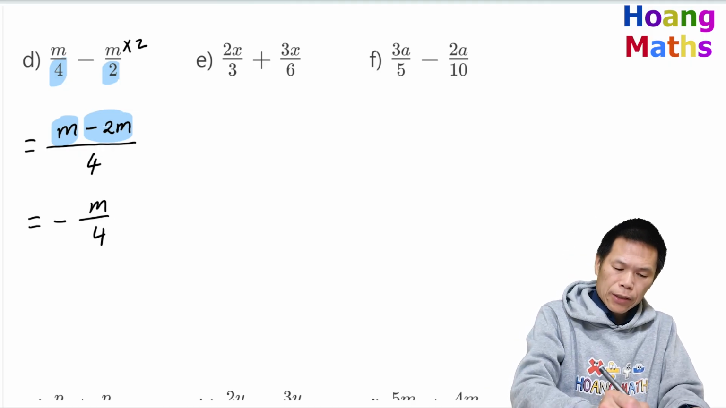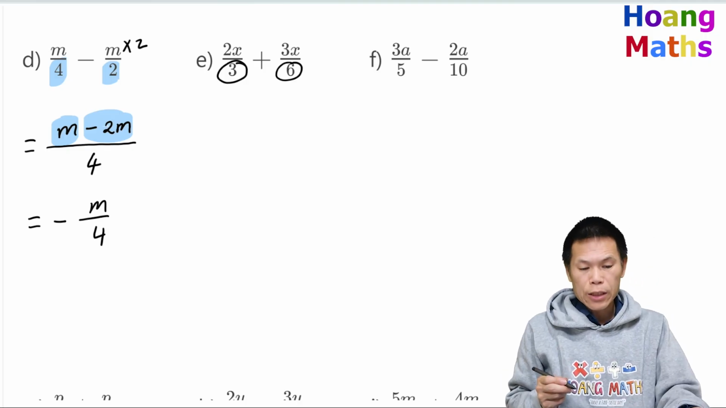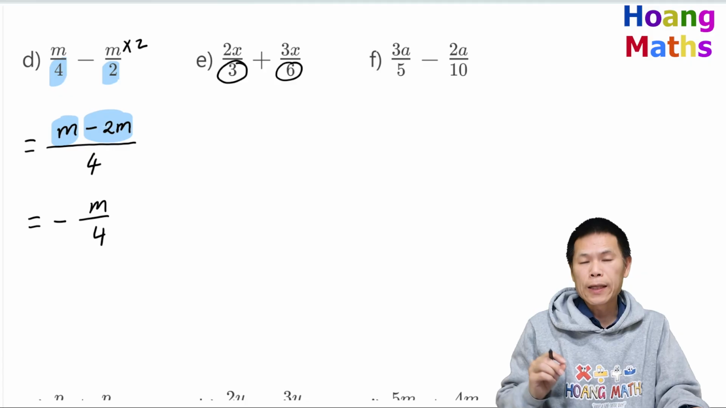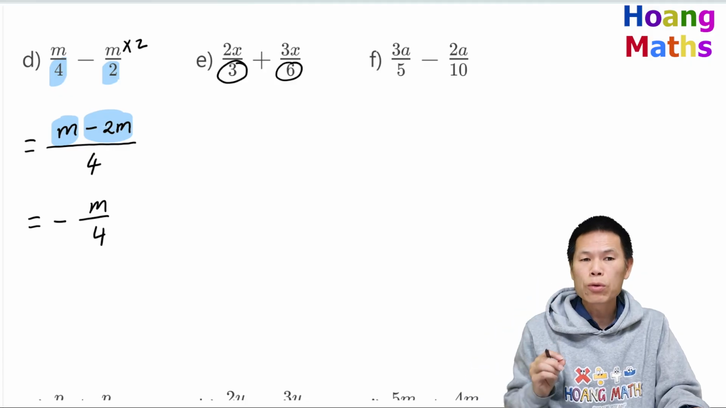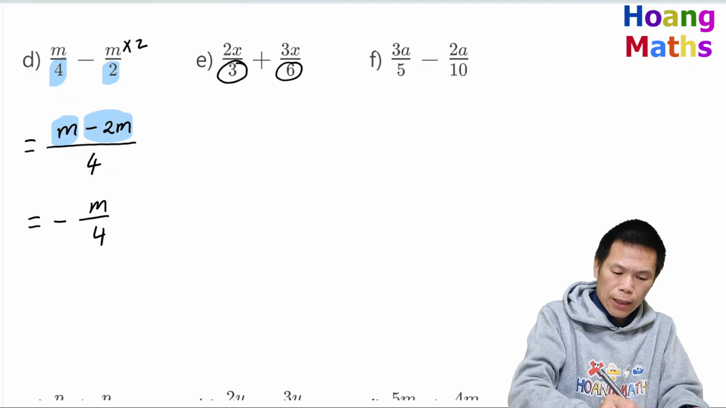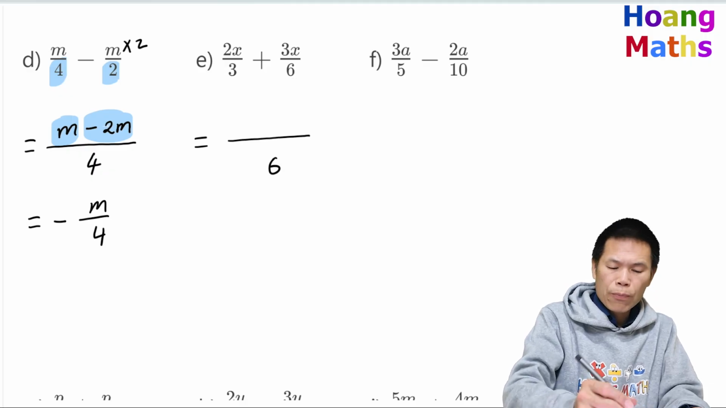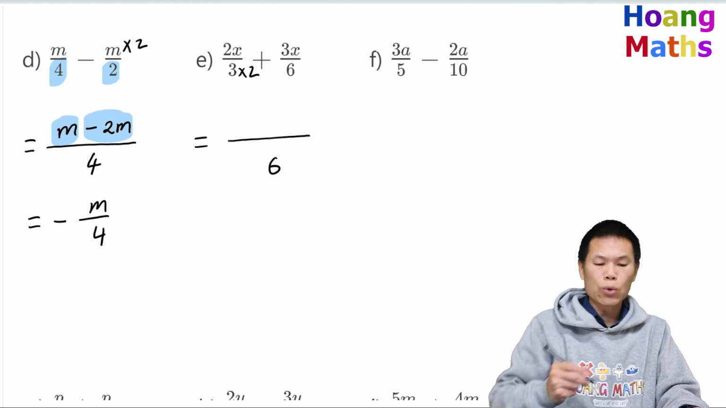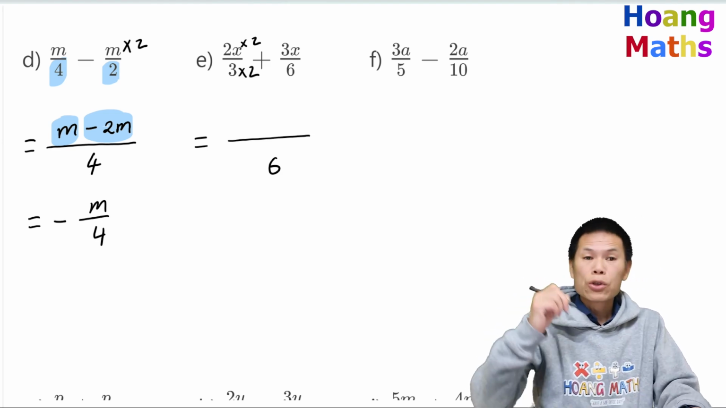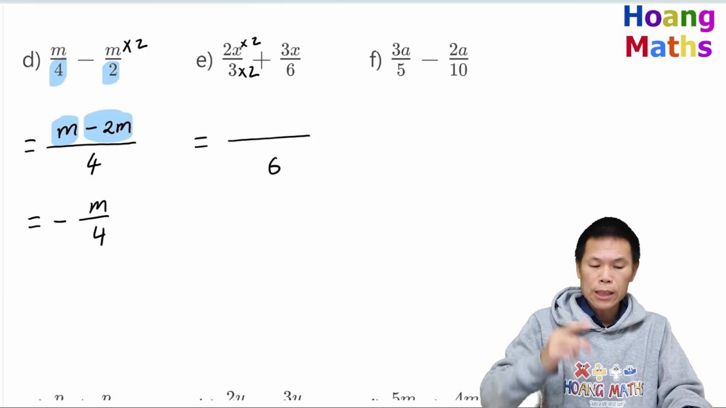Part E. So we have 3 and 6 down the denominator. Therefore, the lowest common denominator is 6, because 6 is multiple of 6 and 6 is multiple of 3. So that is equal to 6. To get from 3 to 6, I times by 2. So the top must times by 2. So 2x times 2, 2 times 2 is 4. So the answer is 4x.